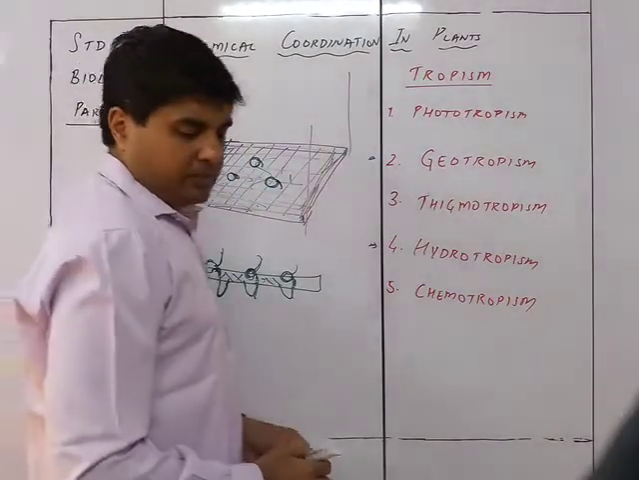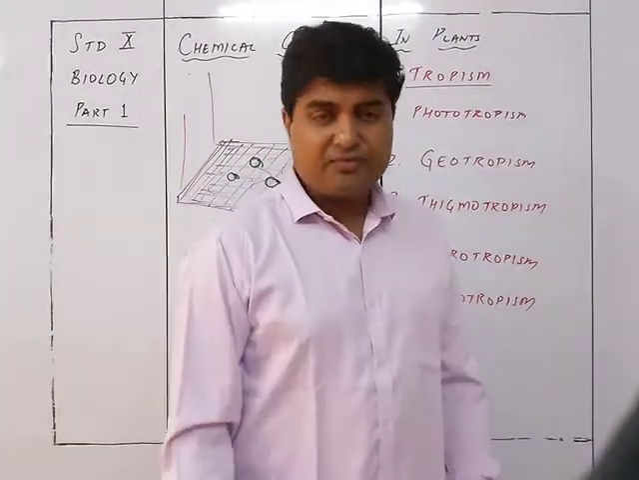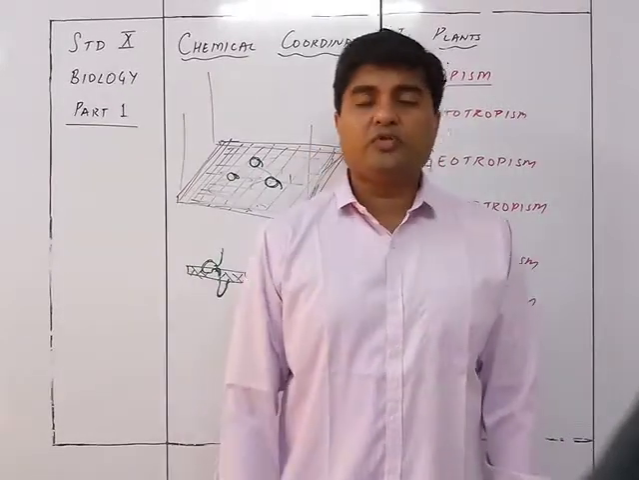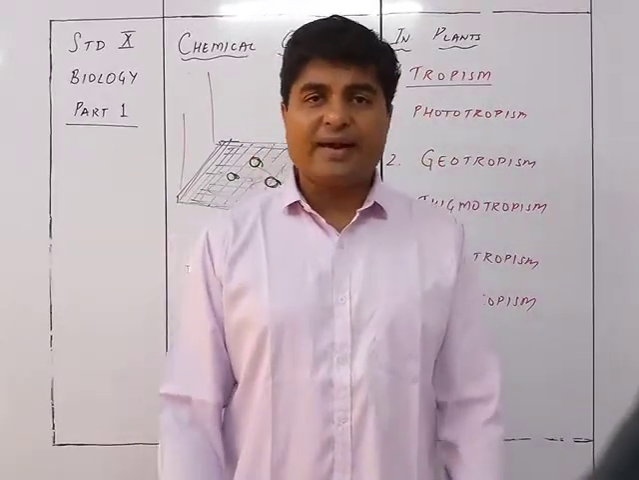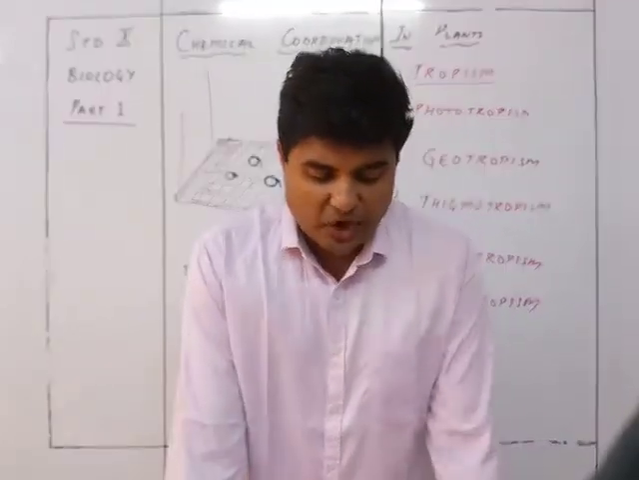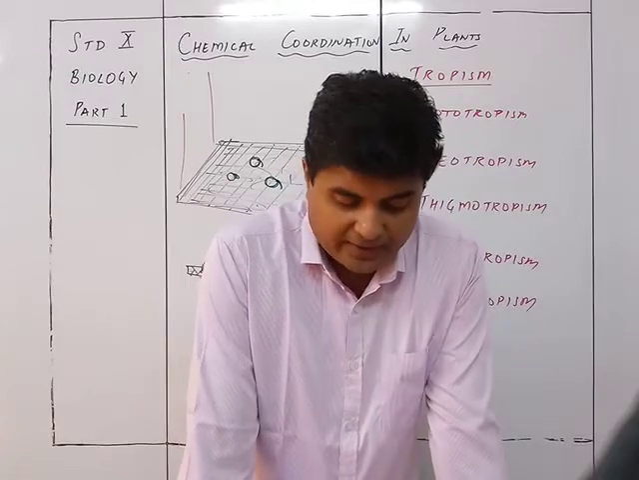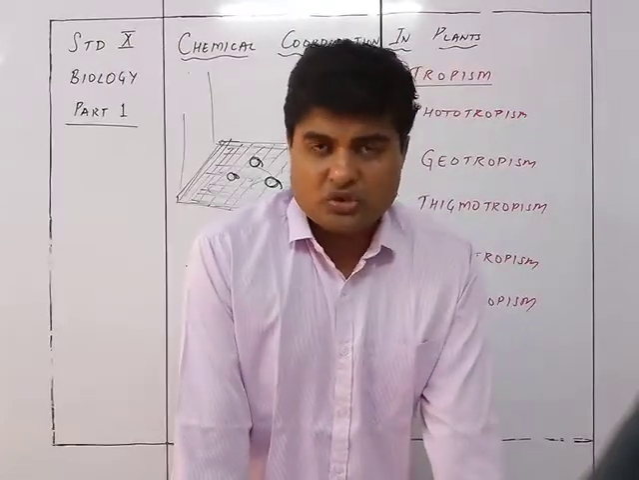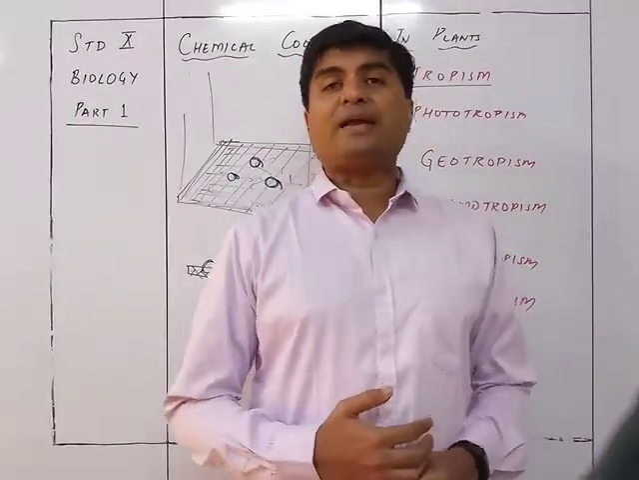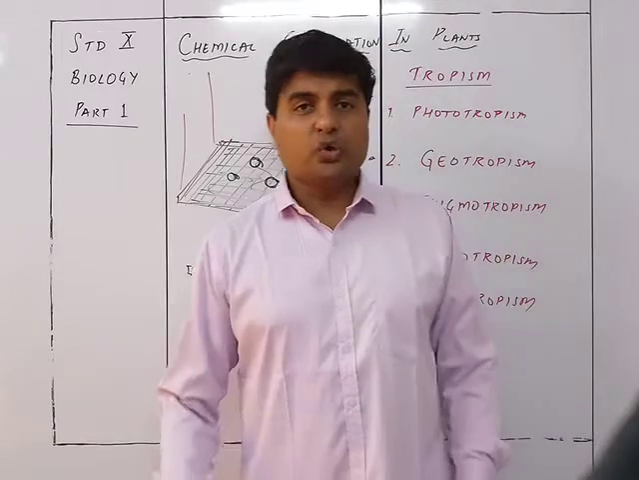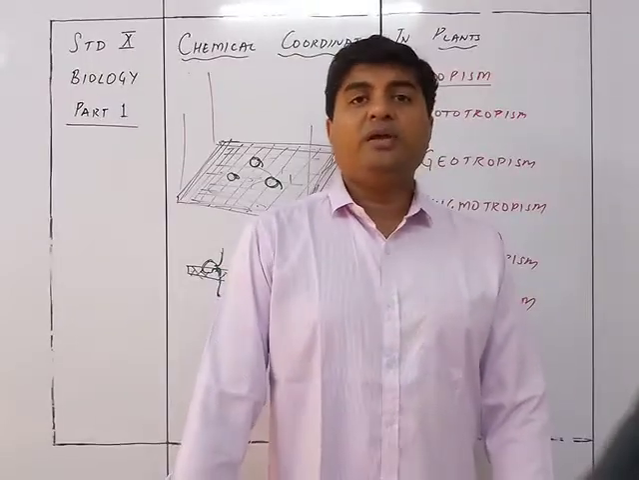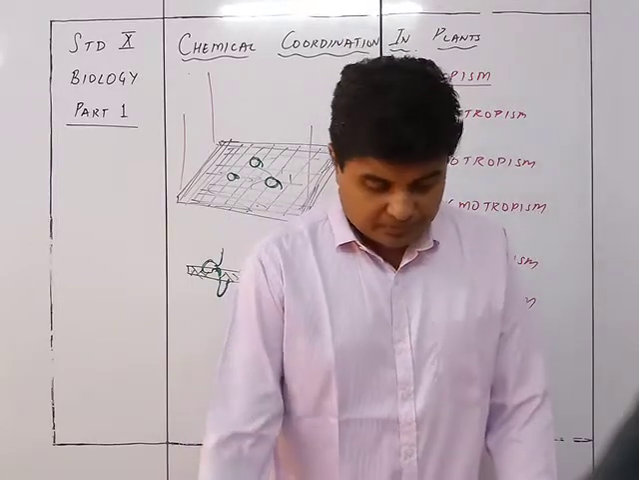So chemotropism is, as you can understand from the name, chemical: some chemical compound present somewhere which will help the movement of the plant in that direction. So that is called chemotropism. Chemotropism is a phenomenon of growth of a plant organ in response to chemicals. So whenever any kind of chemical is available to the plant, and the plant shows a response to the stimulus of the chemical, which is acting as a stimulus over there, we call it chemotropism.